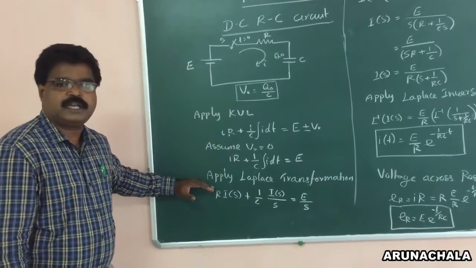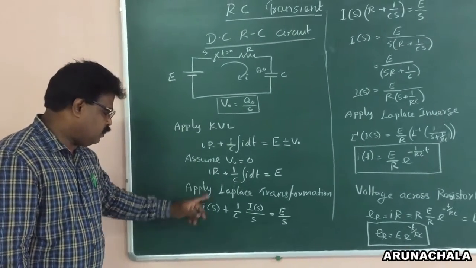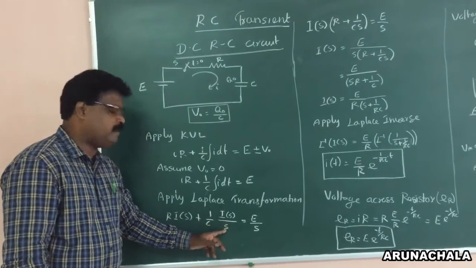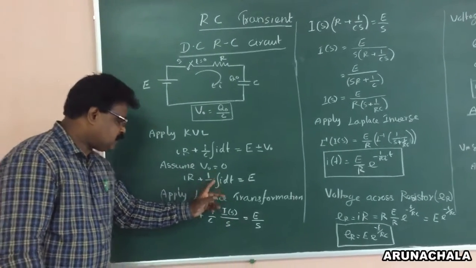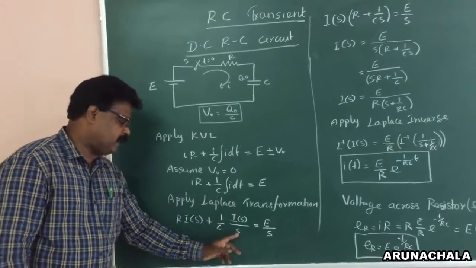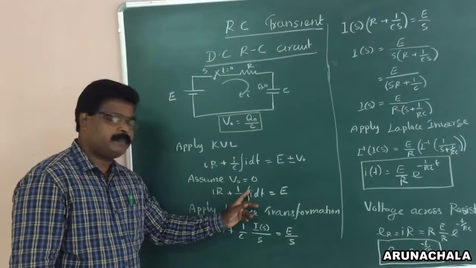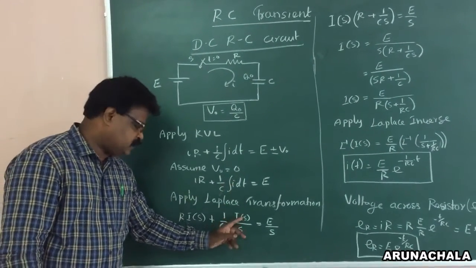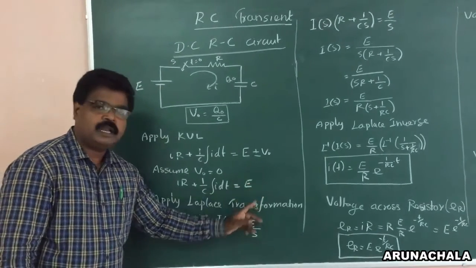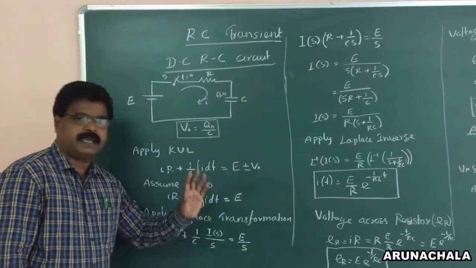Then apply the Laplace transformation. So R into I of S plus 1 by C into I of S divided by S. The Laplace transform of integral I dt is I of S divided by S. That is equal to E by S, because E into 1, and the Laplace transform of 1 is 1 by S.